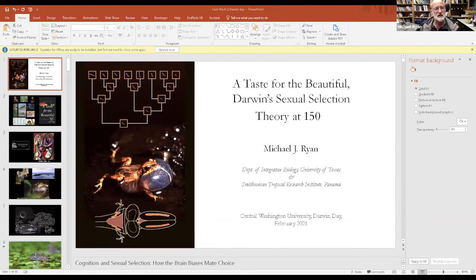Yes? Could you turn the slides to presentation mode? So you're not seeing the slides? We do, but it's on the review mode. Could you turn it to slideshow mode?